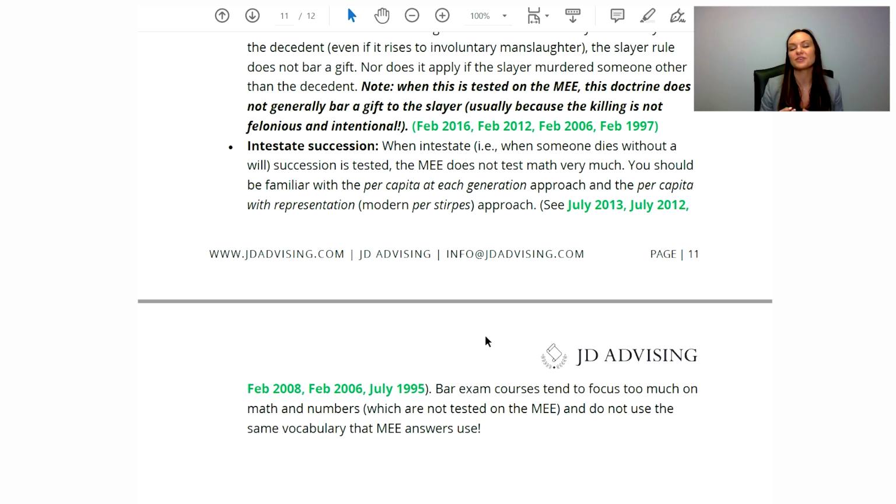They're not going to give you some sort of complicated disbursement that requires you to do a math problem to get the answer right. We know that a lot of bar prep companies test it in that way or present it in that way, and that is frustrating and overwhelming to a lot of people preparing for the bar. But if you are focusing in that way, please reassess your direction, because that is not correct. You should be familiar instead with per capita each generation and the per capita with representation approach. When it comes to intestacy, that will be very helpful to you in getting to the correct answer.